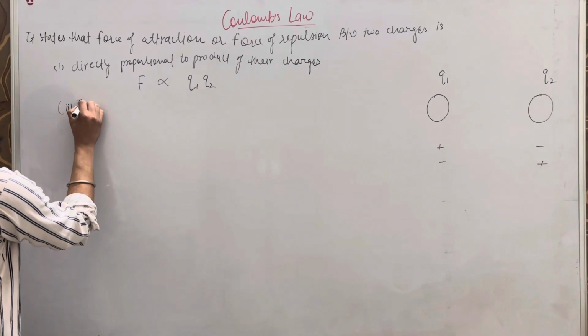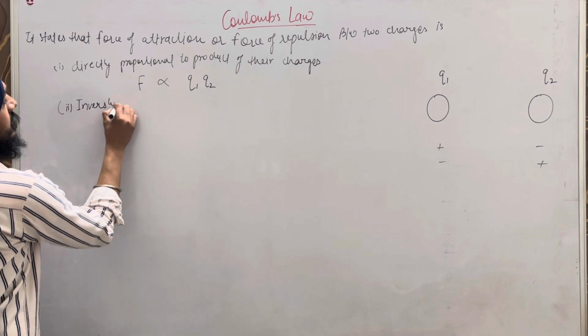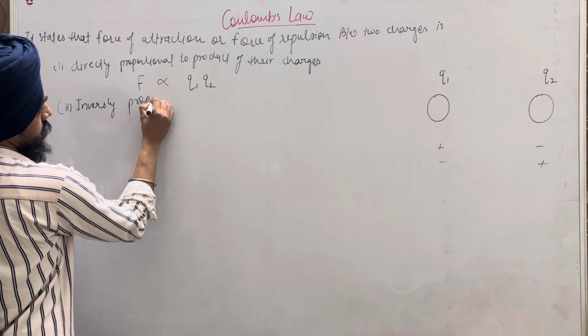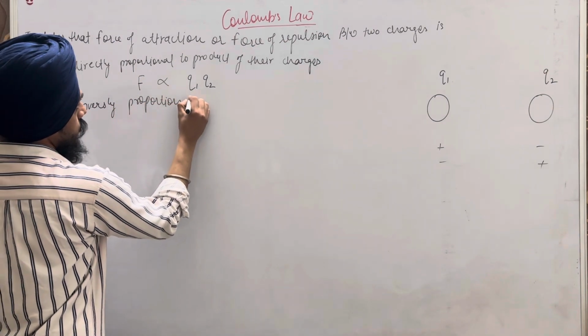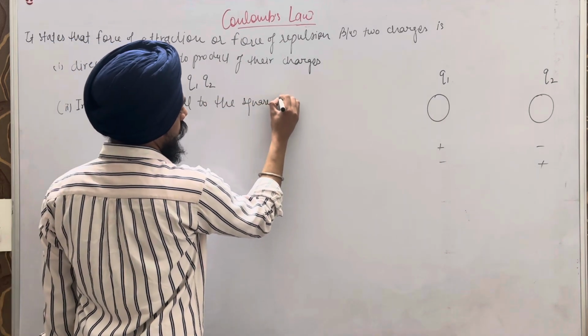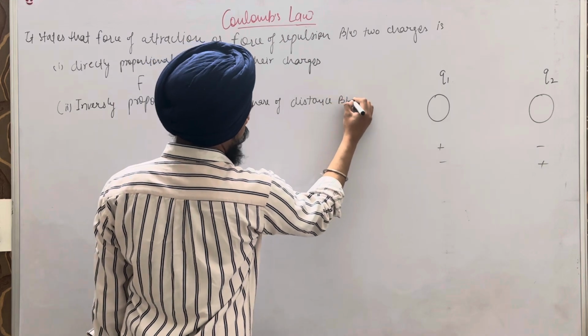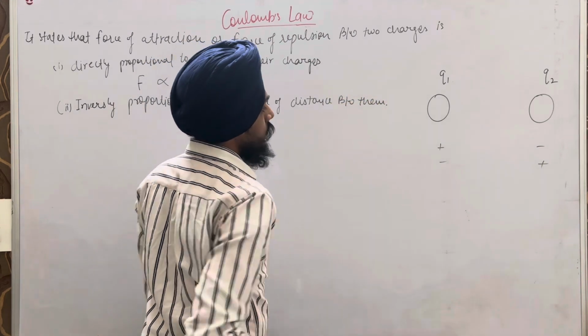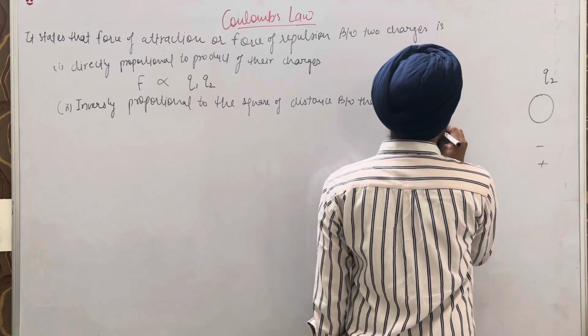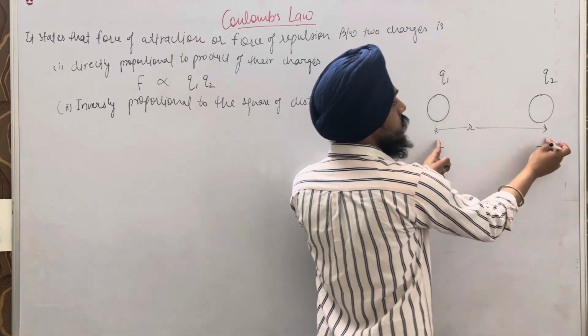Then second point, this is inversely proportional to the square of the distance between them. So for example, these two charges are separated by a distance r. R is the distance between these two charges.